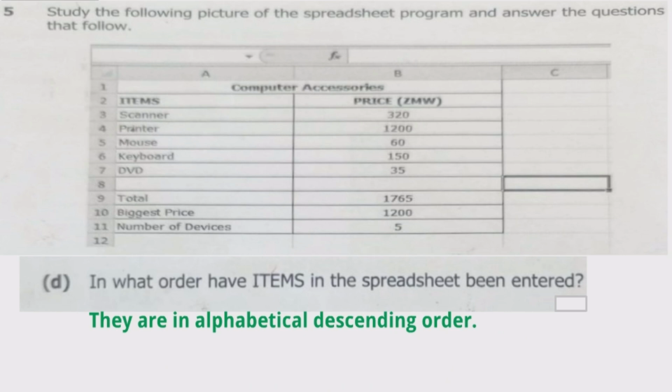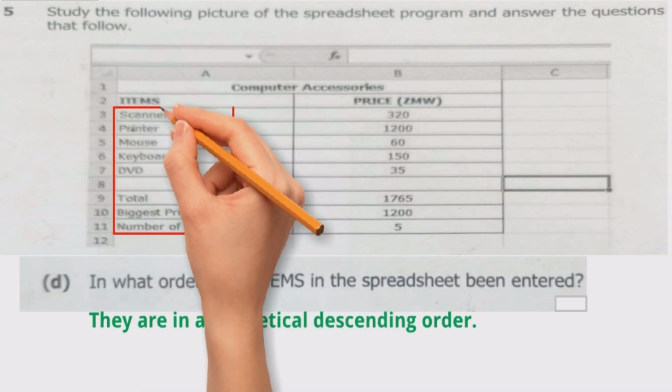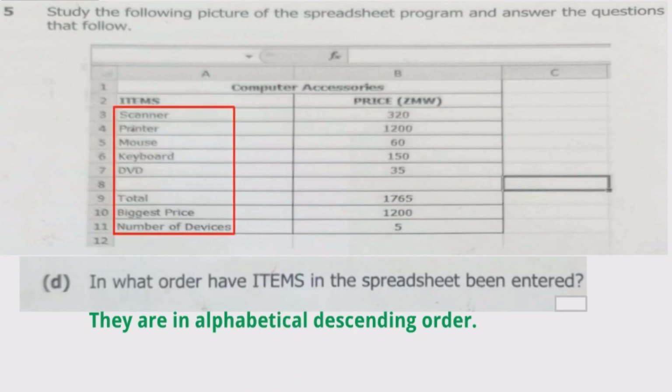Descending order. Sorry, what did I say? Alphabetical order in descending. As you can see, we are starting with scanner, then printer, then mouse, then keyboard. It's more or less like we're starting from Z coming to A. So that is descending order. So I can write my answer as: in alphabetical descending order. Basically those are the answers to question 5.